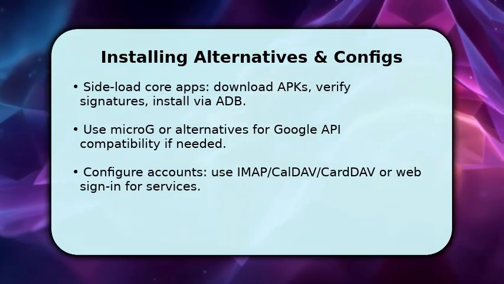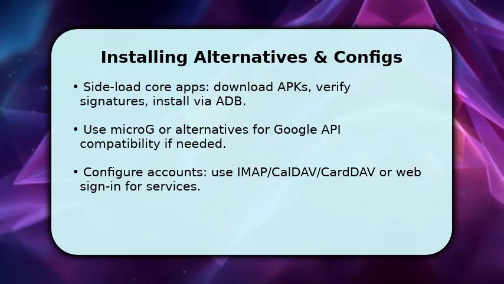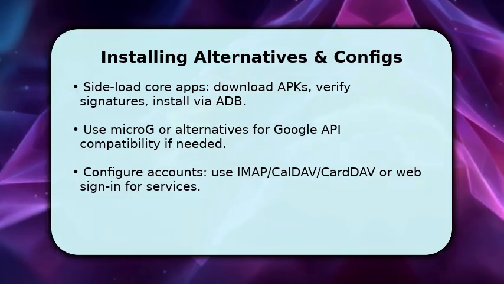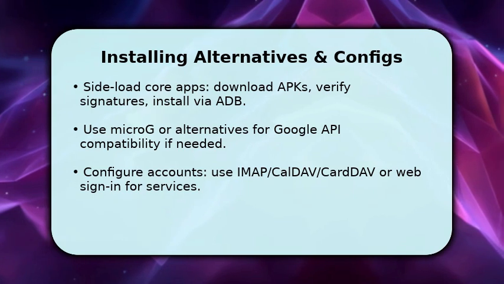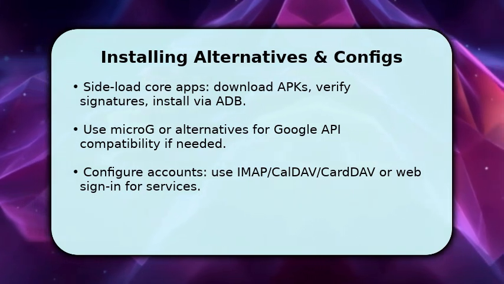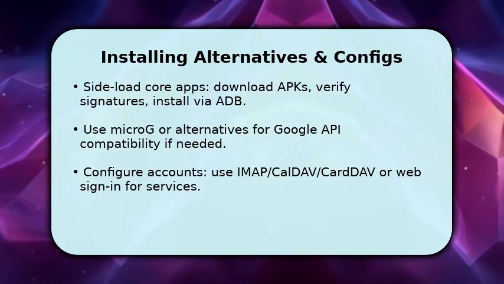Then configure services by adding accounts through IMAP, CalDAV, and CardDAV, or use web sign-in where possible. This reduces reliance on Google Play services while keeping functionality for mail, calendar, and contacts.